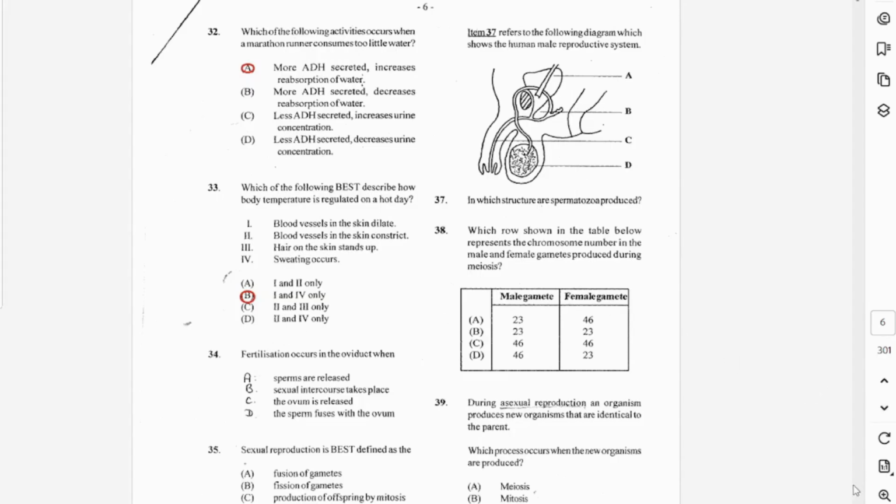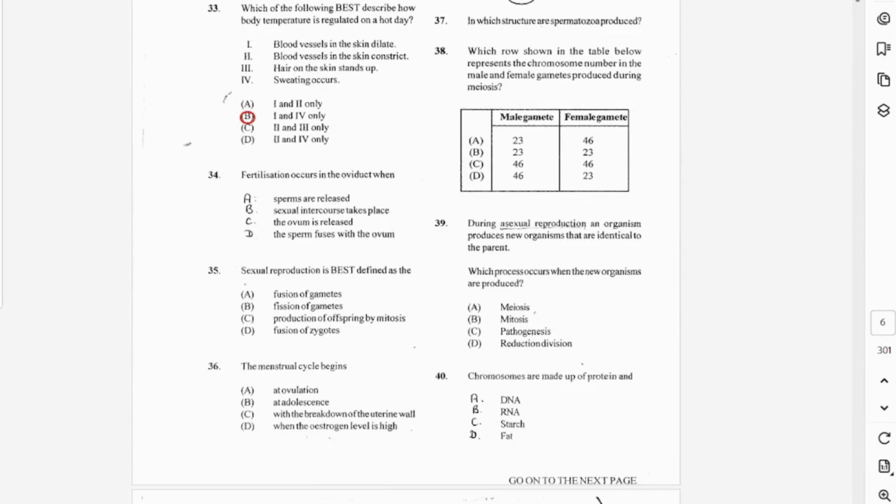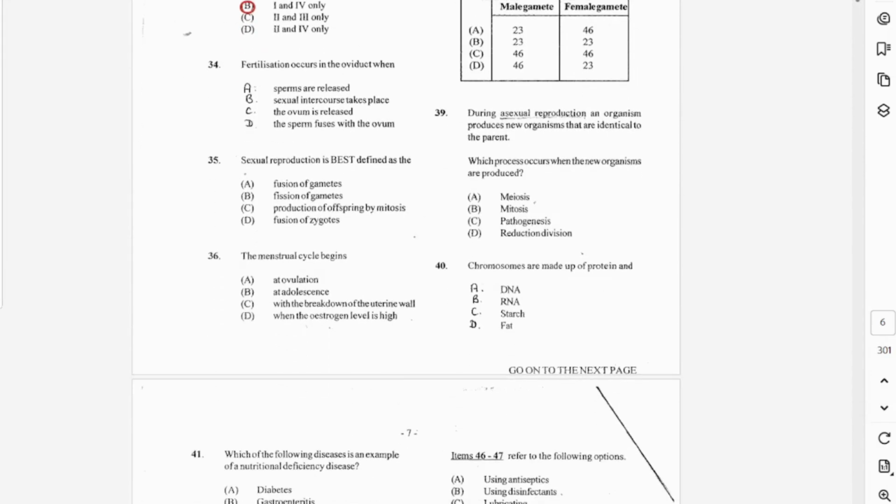Number 34, fertilization occurs in the oviduct when D, the sperm fuses with the ovum. Number 35, sexual reproduction is best defined as D, the fusion, sorry, not D, my bad, the fusion of gametes. So please remember that it is fusion and not fission, right? If you mix up these two words, you could get it incorrect.